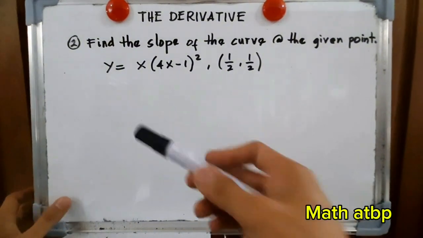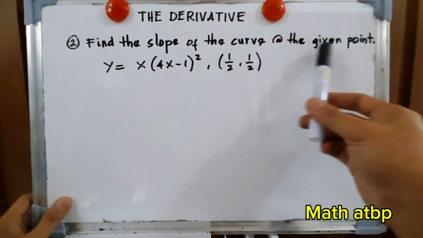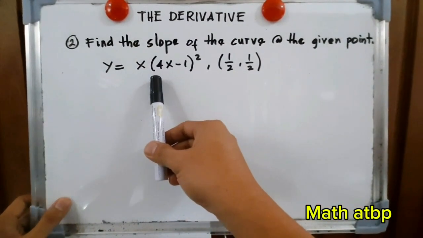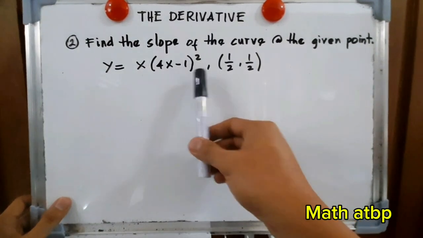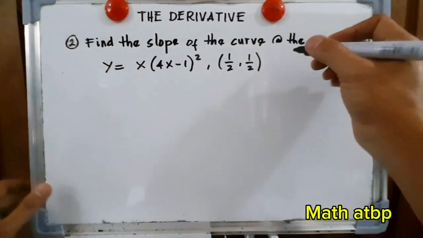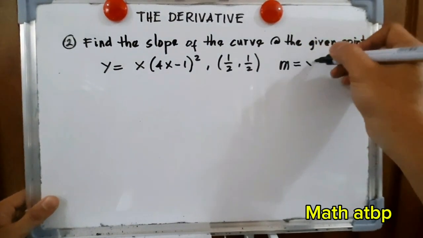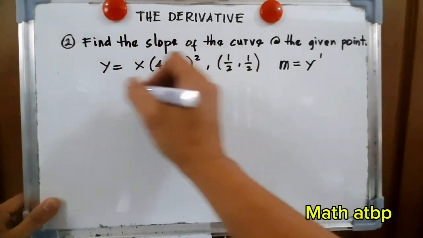For the second example, we are asked to find the slope of the curve at the given point. This is the curve y is equal to x times the quantity 4x minus 1, closed quantity raised to the second power, at the point (1/2, 1/2). Okay, as I've said, m slope is the same as the y prime, or the first derivative. So let us differentiate this.